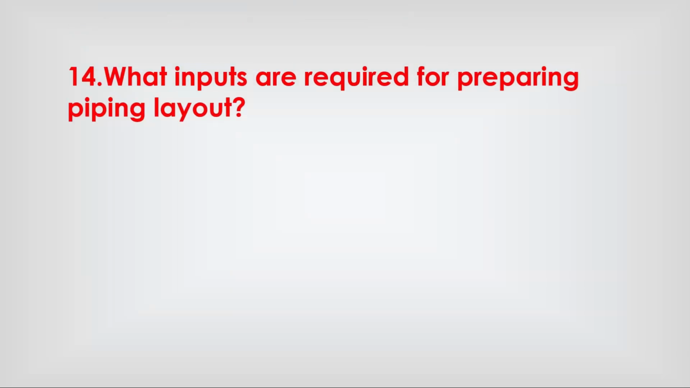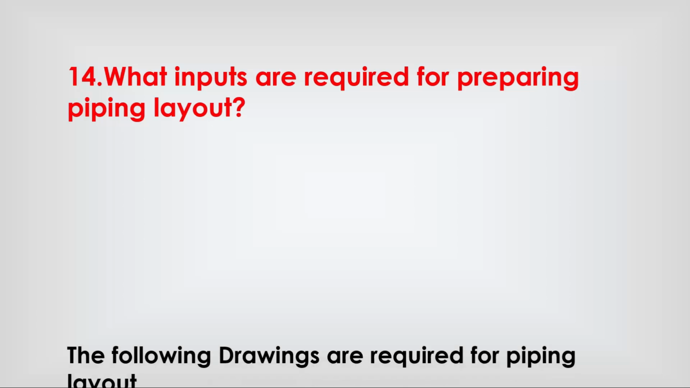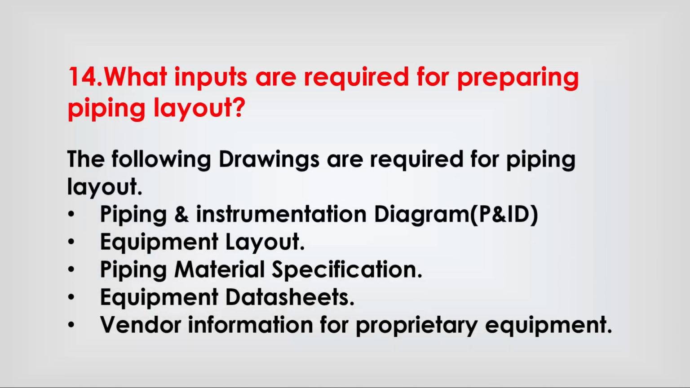What inputs are required for preparing piping layout? The following drawings are required for piping layout: piping and instrumentation diagram (P&ID), equipment layout, piping material specification, equipment data sheets, vendor information for proprietary equipment.